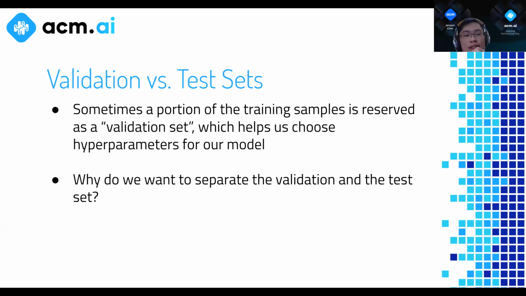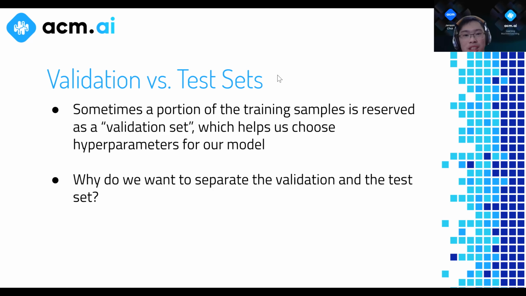Okay, so let's talk about the difference between a validation set versus a test set. I get that the validation set and test set can be confusing because of the terminology. A validation set is sometimes a portion of the training sample, reserved after doing the train test split, which is used to tune hyperparameters for our model.